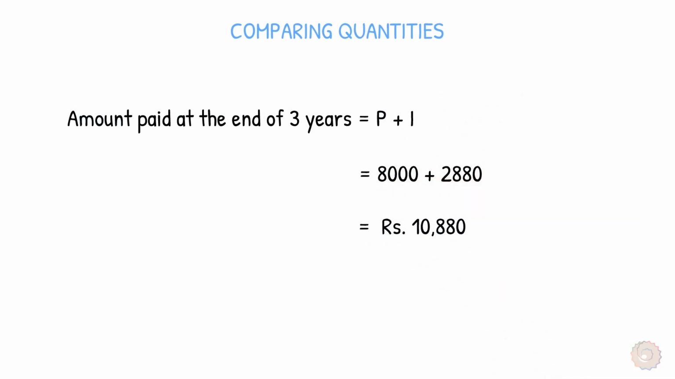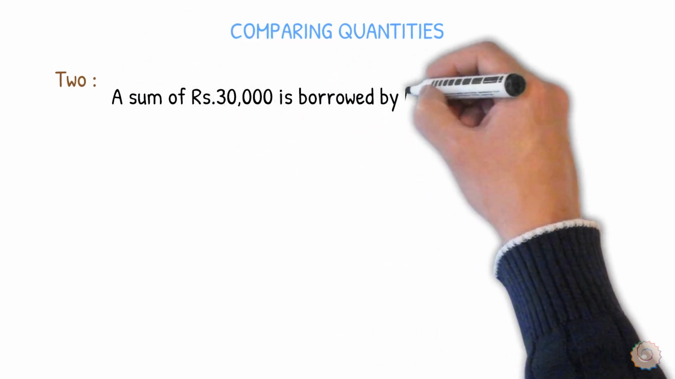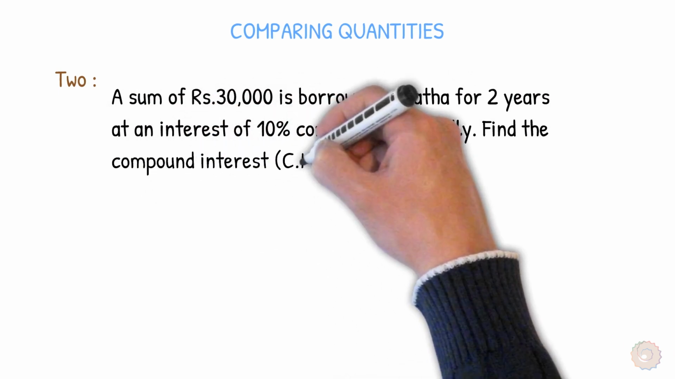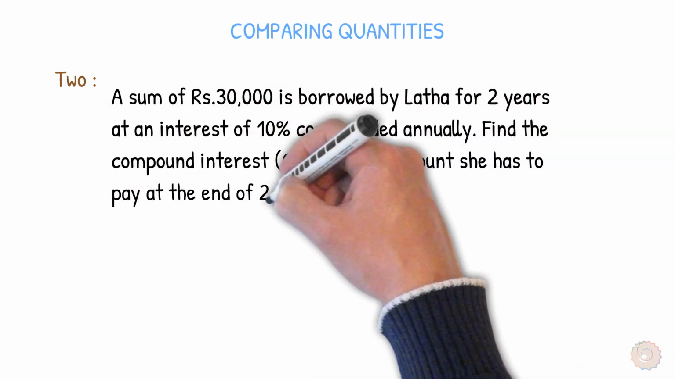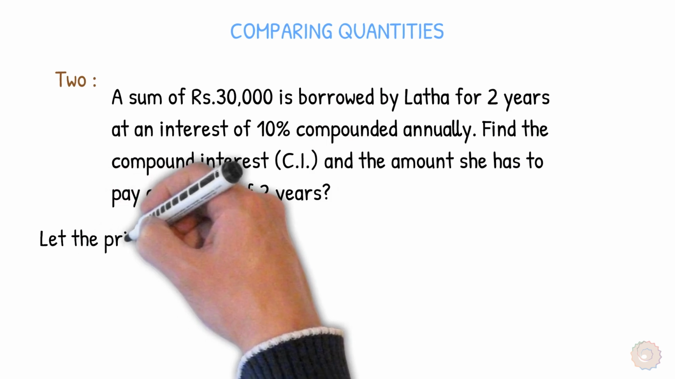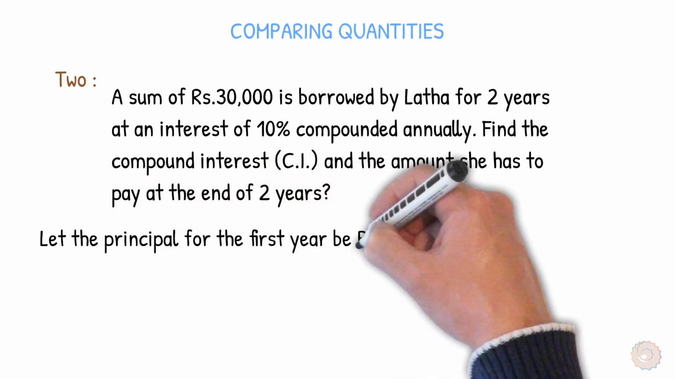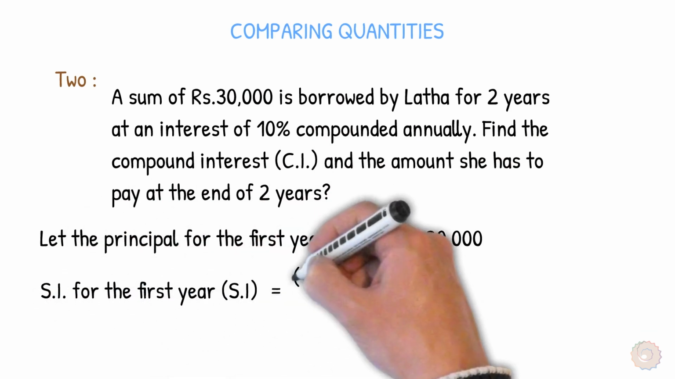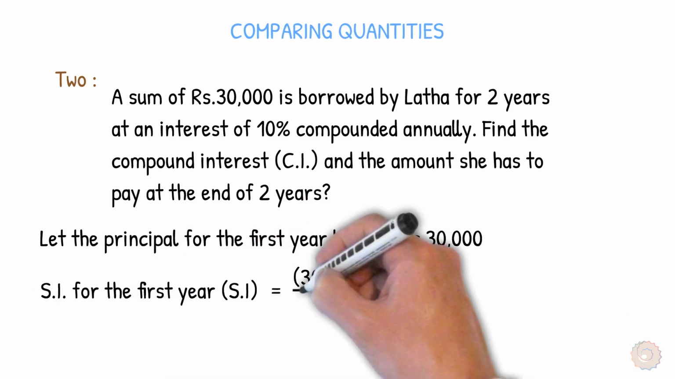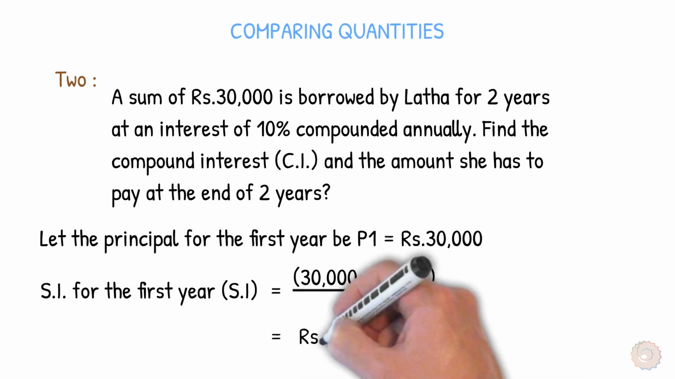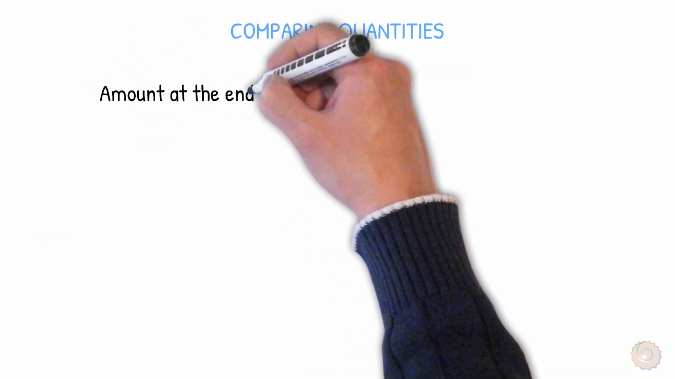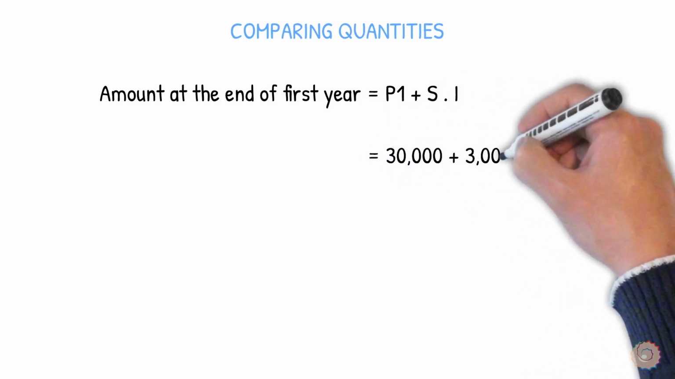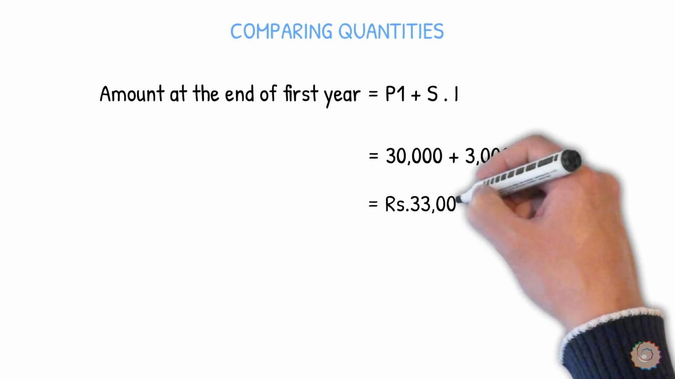rupees 10,880. 2. A sum of rupees 30,000 is borrowed by Leta for 2 years at an interest of 10% compounded annually. Find the compound interest and the amount she has to pay at the end of 2 years. Let the principal for the first year be P1, that is rupees 30,000. SI for the first year equals 30,000 into 10 into 1 divided by 100, that is rupees 3,000. Amount at the end of first year equals P1 plus SI, that is 30,000 plus 3,000, which is 33,000.